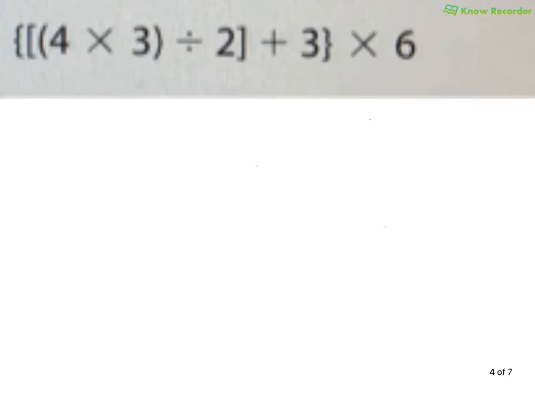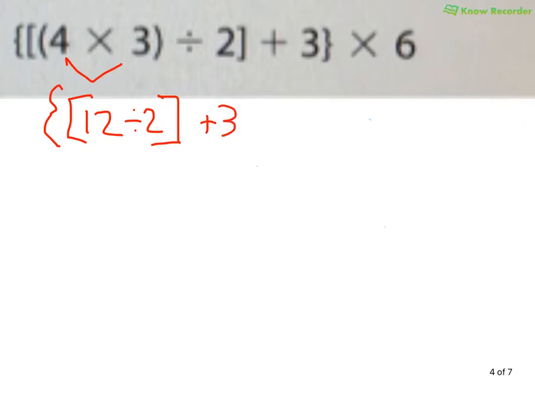So we go inside our parentheses. 4 times 3 is 12, divided by 2, which is in the brackets. Then I gotta bring my braces over, and my multiply by 6. Then I'm gonna do the next step, which is inside the brackets. 12 divided by 2 is 6. Keep your braces.